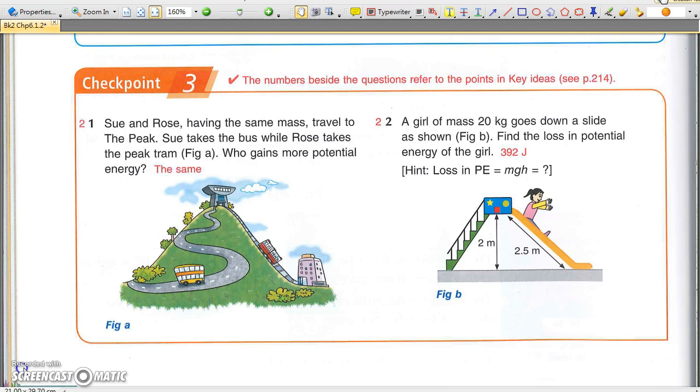Try check point 3 and MC questions in practice 6.2.